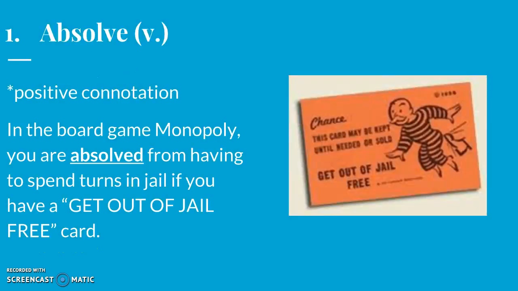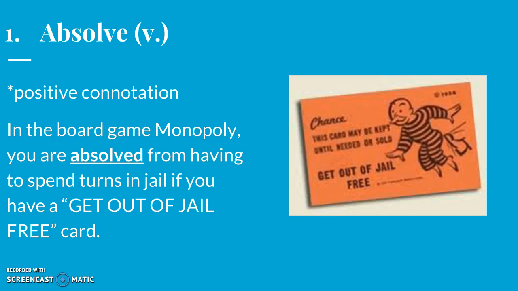The first word on our list is absolve, which is a verb. The definition for absolve is to clear from blame, responsibility, or guilt. This word has a positive connotation. So if you are guilty of something or you are blamed for something, when you are absolved, you no longer carry that blame or guilt.